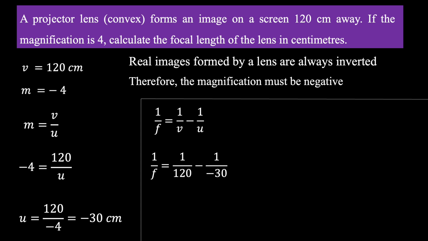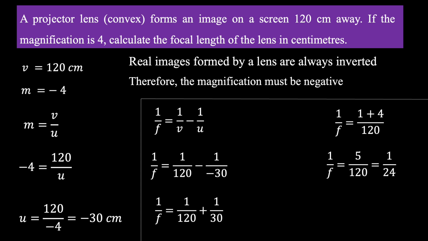So 1 by F is equal to 1 by 120 minus 1 by -30. Therefore, 1 by F is equal to 1 by 120 plus 1 by 30. 1 by F is equal to 1 plus 4 divided by 120. So that will give us 1 by 24. And F will be 24 centimeters. This is the focal length of the convex lens.